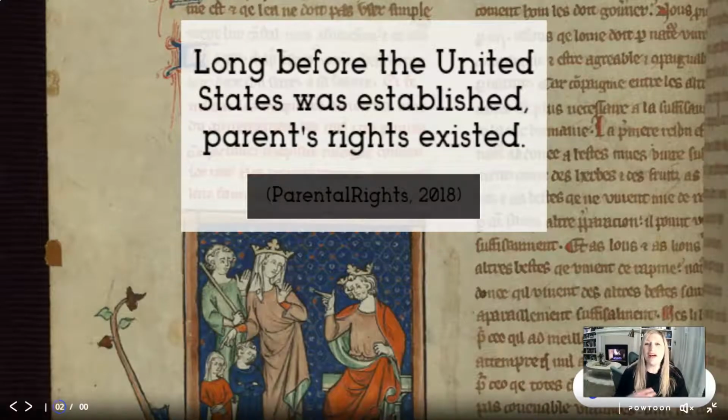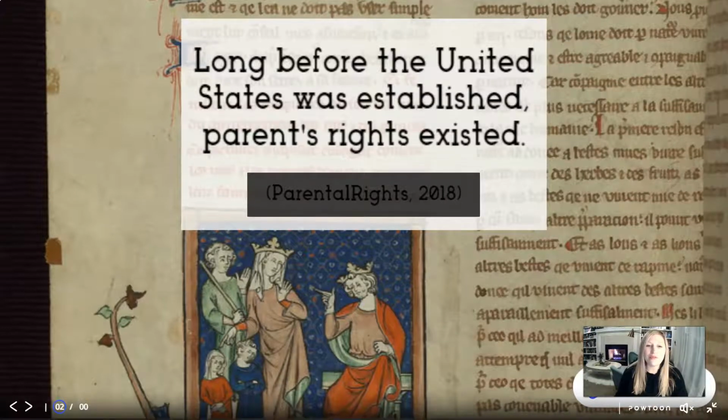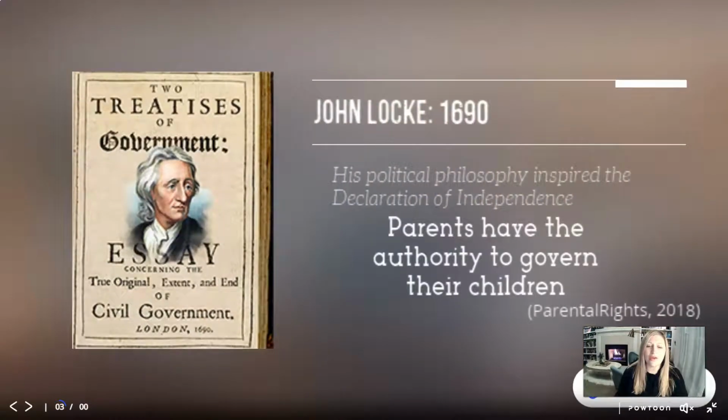Parental rights have been around long before the United States was established. For example, John Locke, his political philosophy significantly impacted the American Revolution, the Declaration of Independence, and even our Constitution. He's one that penned our natural rights, our life, liberty, and property. It was Thomas Jefferson who then added the pursuit of happiness instead of property.